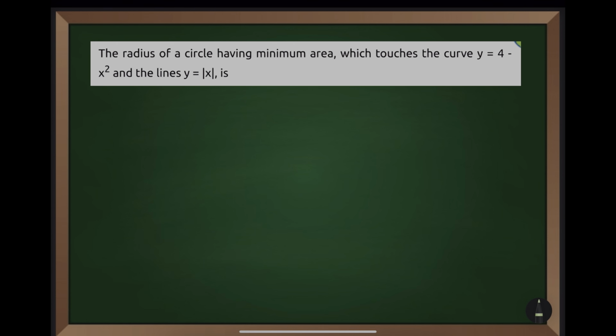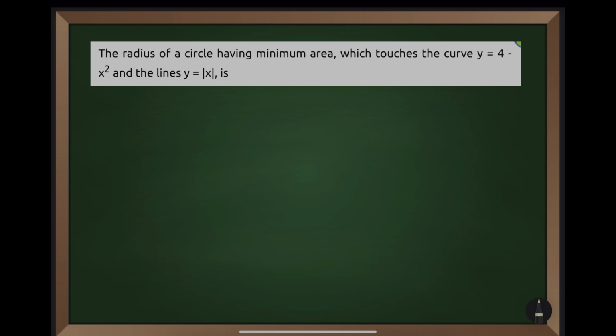So look at this question. The radius of a circle having minimum area. So you have to find out the radius of a circle which will have minimum area, means smaller circle. If radius will be bigger, circle will become bigger. Now which touches the curve this and this. So your circle should touch both of the curves.